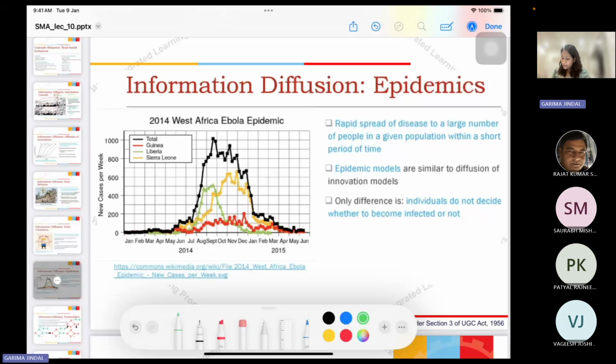In this particular slide, you can see the trends of the Ebola epidemic spread. This graph shows the Ebola spread in different parts of West Africa, and you can see how the disease is being spread. Even during the COVID time, you have seen that there were certain spikes at different times.